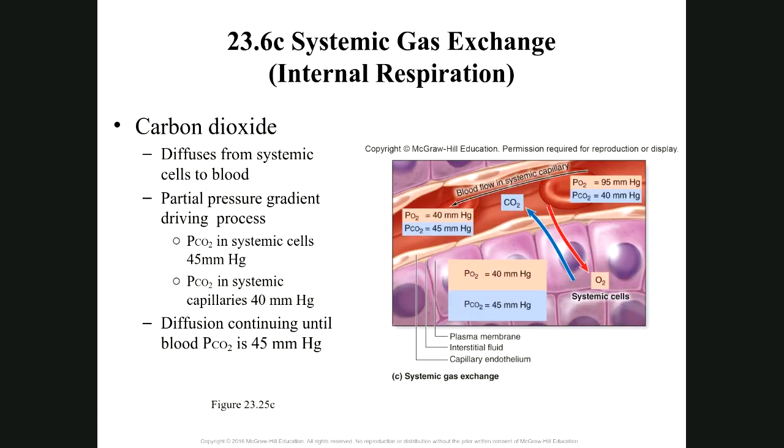Here, I think I have a picture of that. Here, you see that the pressure of oxygen in the blood is more than in the systemic cell, so we have the direction toward the systemic cell, and the pressure of carbon dioxide in the systemic cell is more than in the blood, so the carbon dioxide goes in the opposite direction until the concentration of both gases becomes equal.